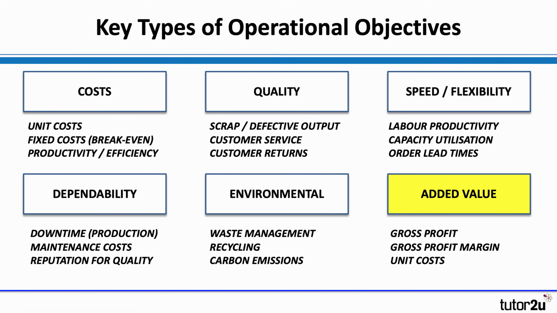And lastly, I think added value is also a good area of operations where you can set objectives. Added value is all about building on the cost of the inputs into the production process. So gross profit margin, whilst it isn't specifically added value, is not a bad measure. It's a fairly decent measure of the extent to which you're adding value into the production process. And of course, don't forget unit cost, minimising those unit costs.